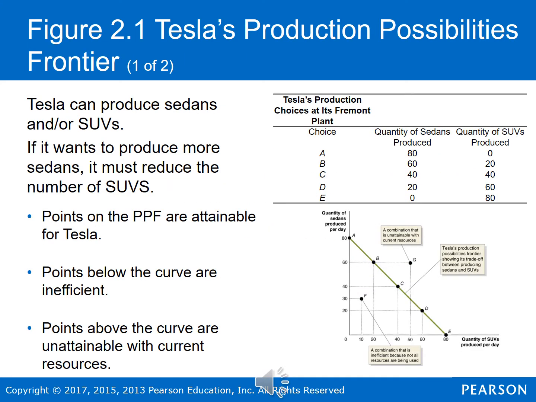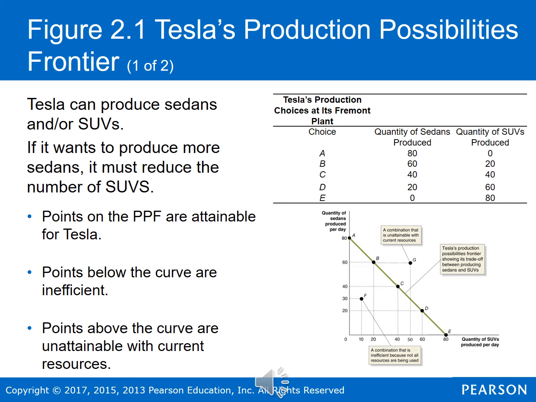So let's go back to our Tesla example. They can produce either sedans or they can produce SUVs. If Tesla wants to produce more sedans, because of the scarce resources, they only have so many materials to build cars and so many workers to actually go in there and build the cars, it has to reduce the number of SUVs when they want to produce more sedans.